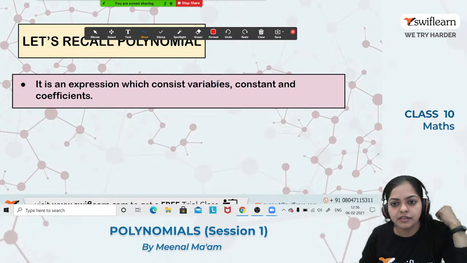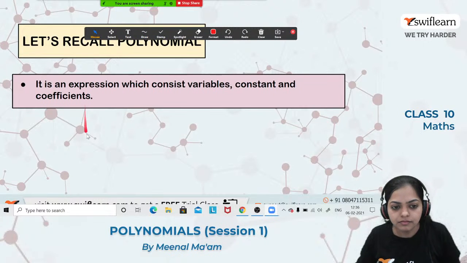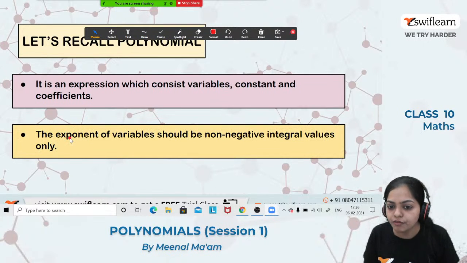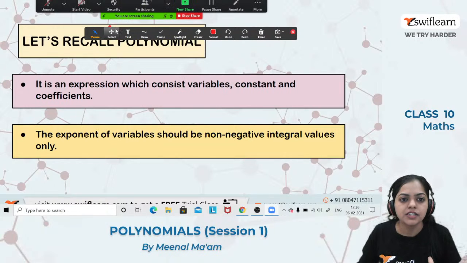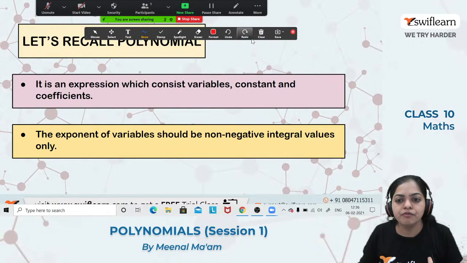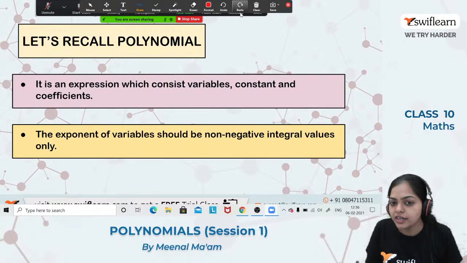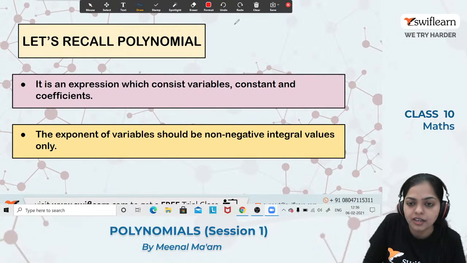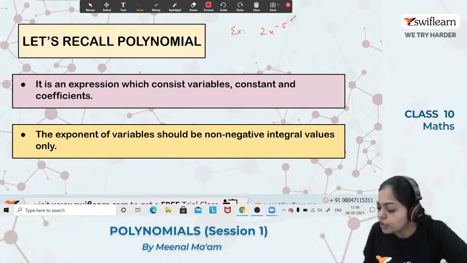Alright, okay. If you understood this one, let's move on to the next one. So what I say, the exponent of the variable should be non-negative integral values only. Just a minute. I give one example and you have to tell me whether it is a polynomial or not. Okay, so the example is, if I say 2x raised to the power minus 5, what do you all say? Is it a polynomial or not?